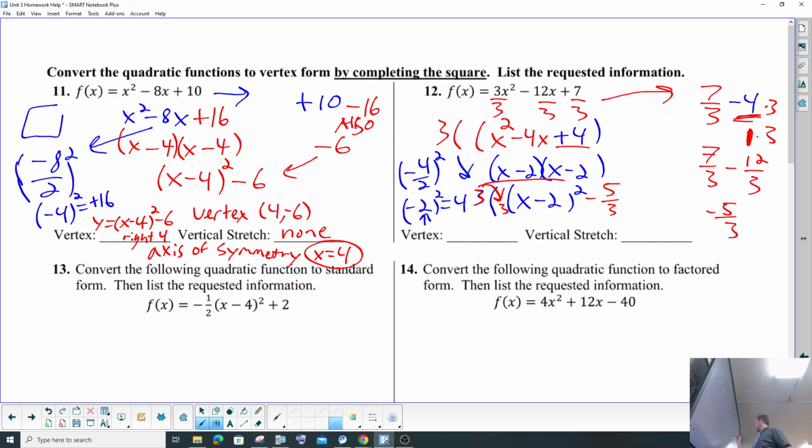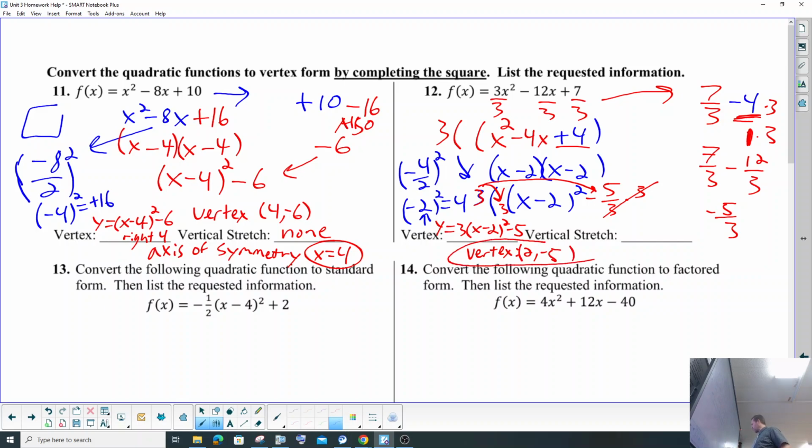And we also have to distribute it here, so times it by a 3. And so those are just going to cancel. So our vertex form is 3(x minus 2) all squared minus 5 with a vertex of (2, negative 5). Yay.